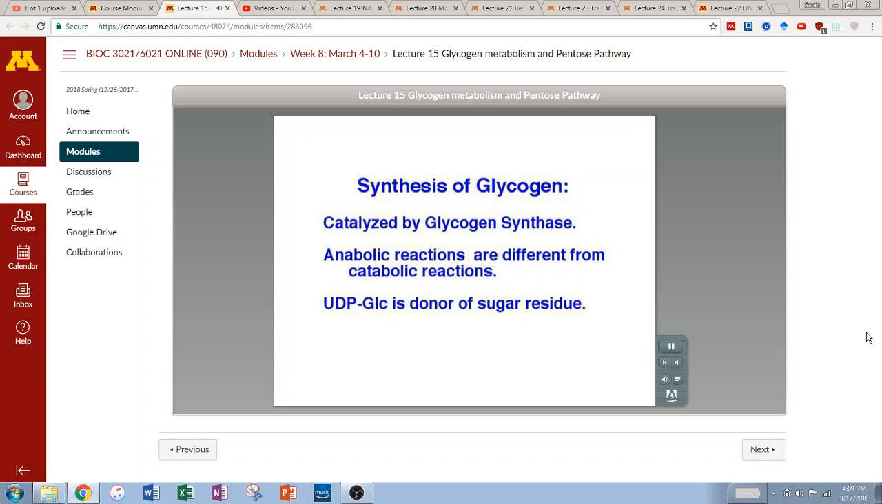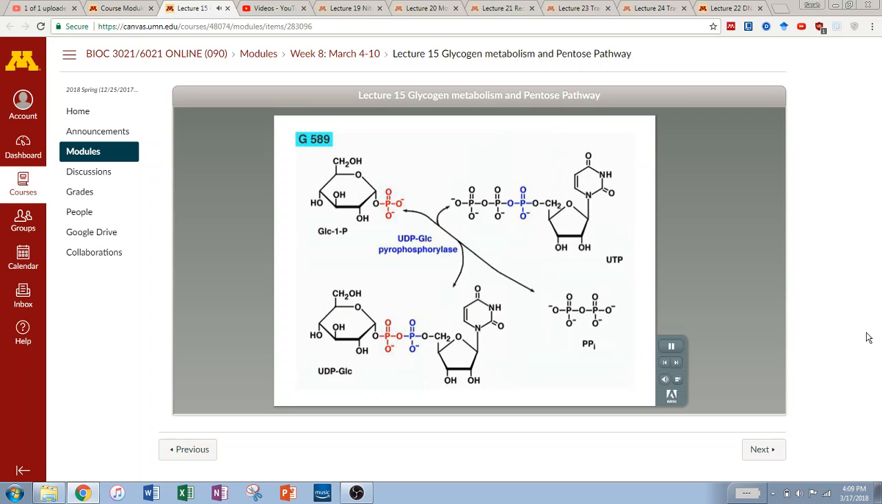Glycogen synthesis proceeds through an activated UDP glucose sugar nucleotide intermediate. The first step in glycogen synthesis is catalyzed by UDP glucose pyrophosphorylase. In that reaction, glucose 1-phosphate reacts with UTP to form UDP glucose and release an inorganic pyrophosphate.